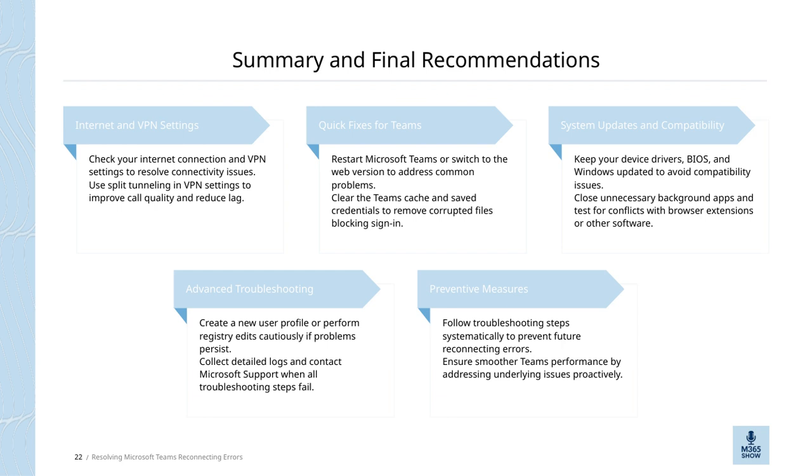Finally, don't forget the basics. Check your internet connection and VPN settings. Sometimes, connectivity issues are the root cause. Using split tunneling in your VPN can improve call quality and reduce lag, which is essential for seamless meetings. By following these steps and recommendations, you'll be well equipped to maintain a reliable, efficient Teams environment and minimize future reconnecting errors.